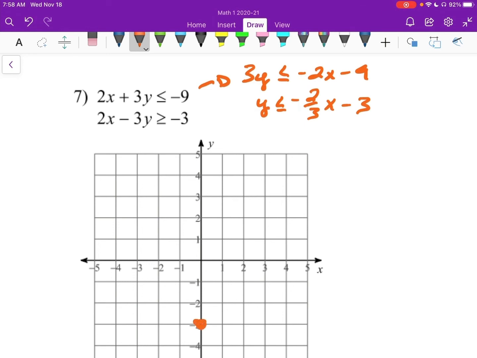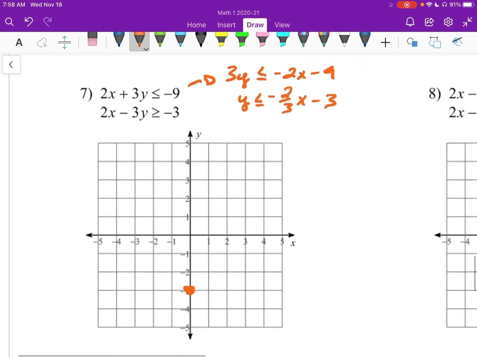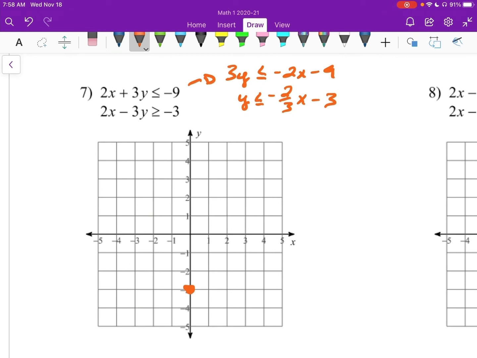I have an intercept at negative 3. My slope is negative 2/3, so I'm going to go down 2 and right 3. And I'm also going to go up 2 and left 3. This one gives me a solid line because there's the equal to in the inequality. I'm going to plug in the point 0, 0, so I'm going to say, well, 0 is less than or equal to negative 2/3 times 0 minus 3. So 0 is smaller than negative 3. 0 is not smaller than negative 3, so I'm going to shade away.